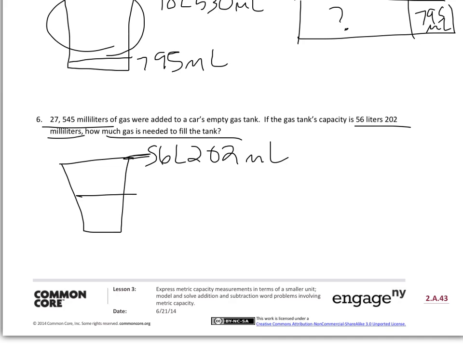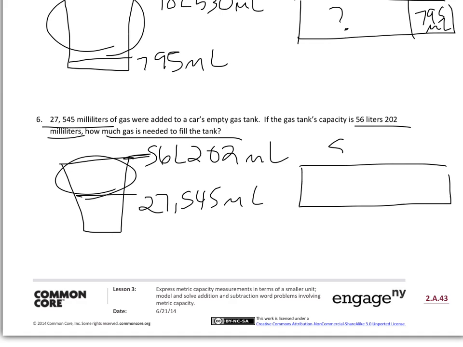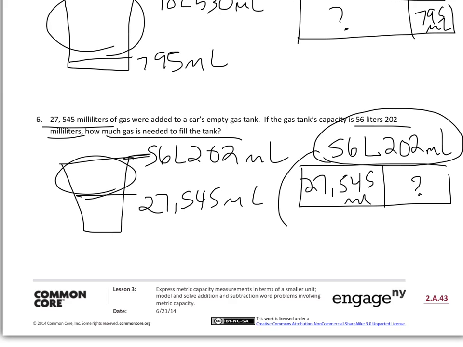They filled it up, 27,545 milliliters. They want to know what's this missing part right here. So again, thinking of the tape diagram, 56 liters, 202 milliliters. They filled up 27,545 milliliters. They want to know what's missing. Students again would find that missing part would subtract. What I would suggest is changing this into a milliliter. So changing these 56 liters into milliliters and including the 202 milliliters in the final part.